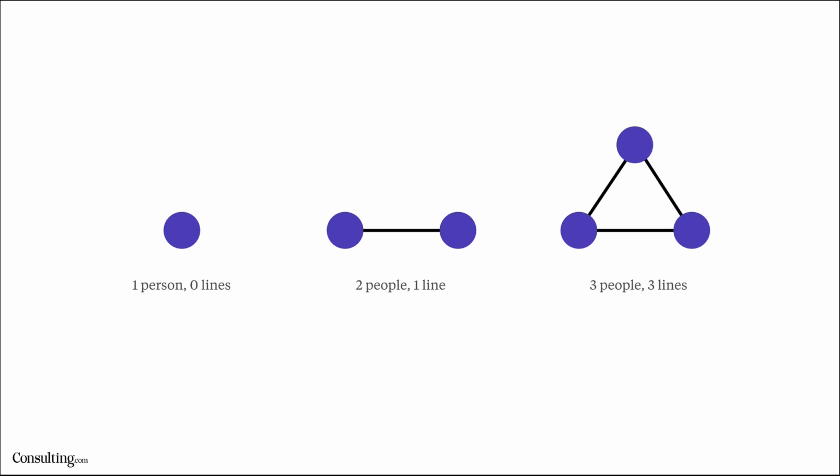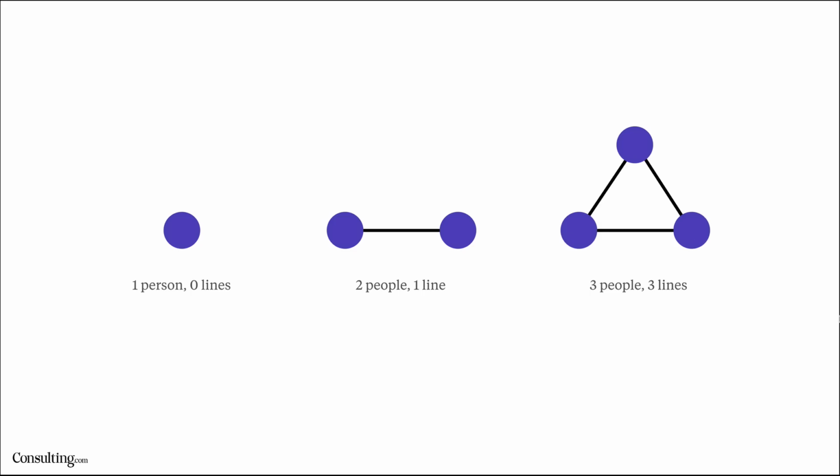So let's make this real simple. If you're just one person working on a project, there's 0 lines of communication, right? But as soon as you've got 2 people, there's 1 line of communication, because you need to talk to this person, and that person might need to talk to you. And then as soon as we've got 3 people, there's 3 lines, because this person might need to talk to that person and so on.